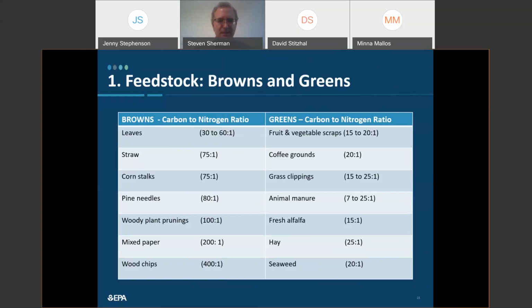So we're going to look at some of the materials in each of these categories. On the brown side, typically you see these lists: leaves, straw, corn stalks, some pine needles, some woody plant prunings that are chopped up. On the green side, fruit and vegetable scraps, coffee, hair, grass clippings, animal manure from herbivores, fresh alfalfa, hay, even seaweed. So it's a question of creating a mix of this material. This is where we get into the chef's side, where there may be a loose recipe, but it involves some degree of experimentation as well.